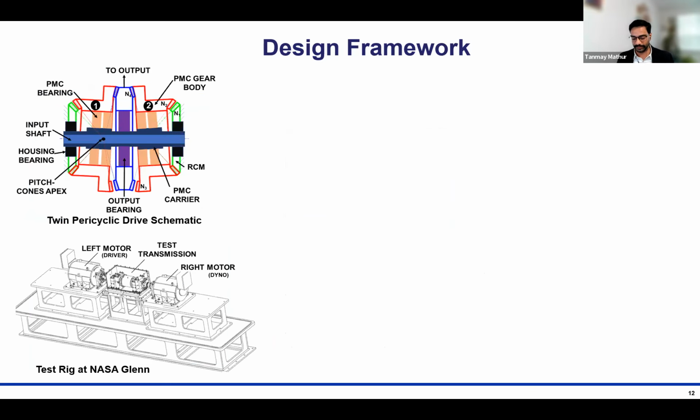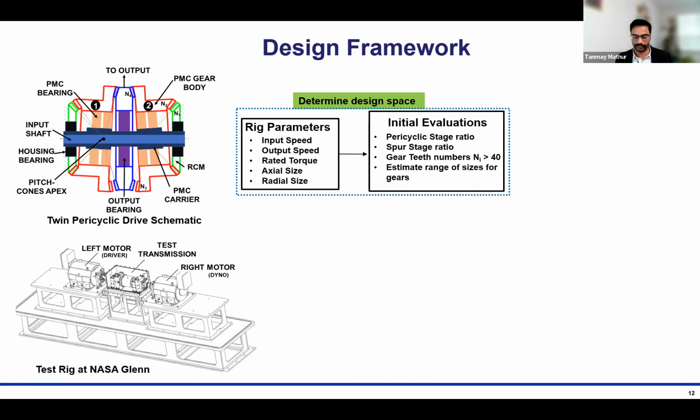Okay, so my work was on building a technology demonstrator for the pericyclic train. The goal here was to design a 100 horsepower prototype that can be tested on an existing test rig, for example, this one shown here. What we did here was build a design framework that enables you to build the technology demonstrator.